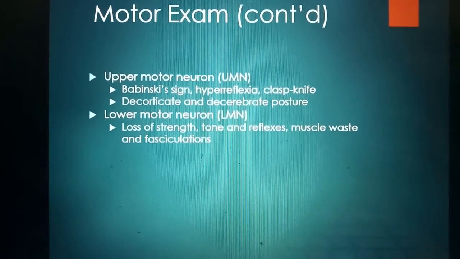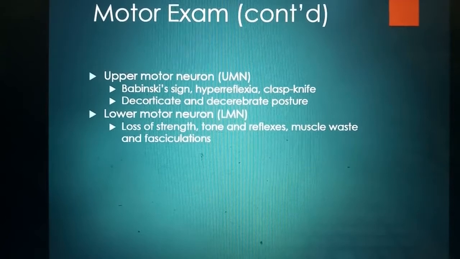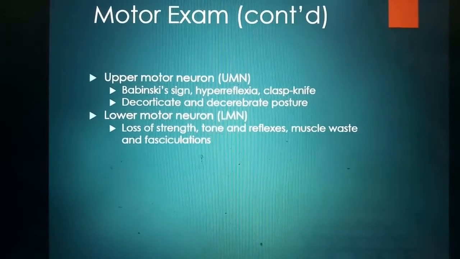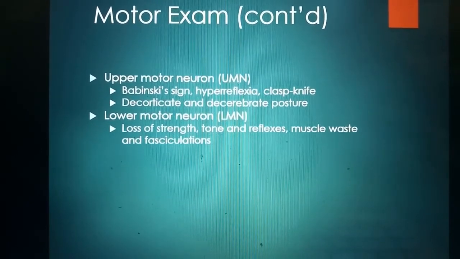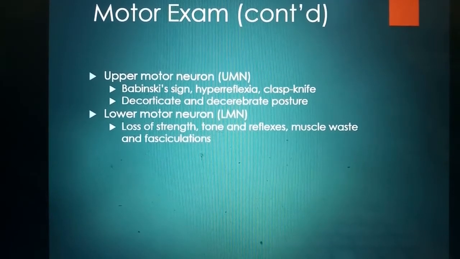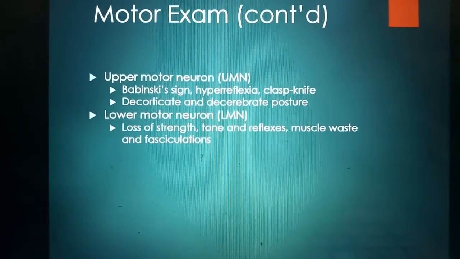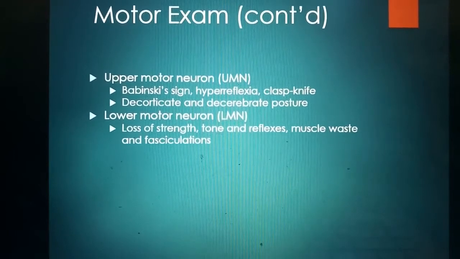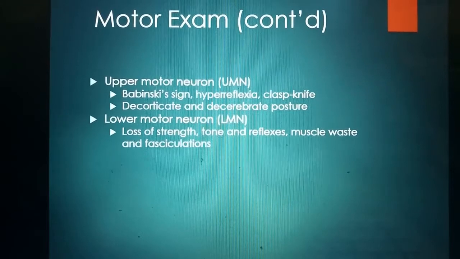When you test the various reflexes, whether it's a brachioradialis reflex or any other reflex, if there is hyperreflexia, that means it's an upper motor neuron lesion. And when you test the muscles, you can find spasticity in the muscles. Spastic paralysis means upper motor neuron lesion, that is the clasp knife kind of behavior. Then decorticate and decerebrate posture, if the patient is in such postures, it's upper motor neuron lesion.